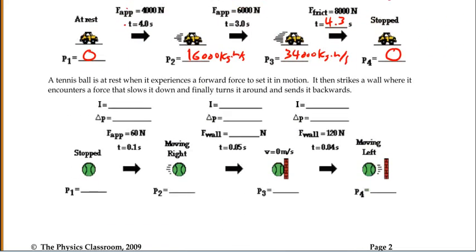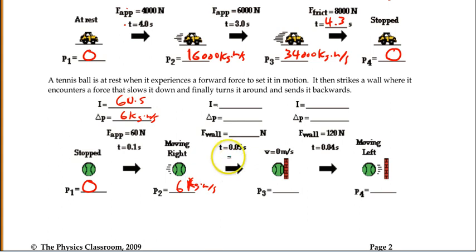Same thing could happen to a tennis ball as it's bouncing around. Again, it starts at the beginning, it's stopped. We apply a force like with a tennis racket of 60 newtons for 0.1 seconds. That gives us 6 Newton seconds of impulse, which means we've gained 6 kilograms times meter per second of momentum, which means, since we started at 0, now we're up to 6.